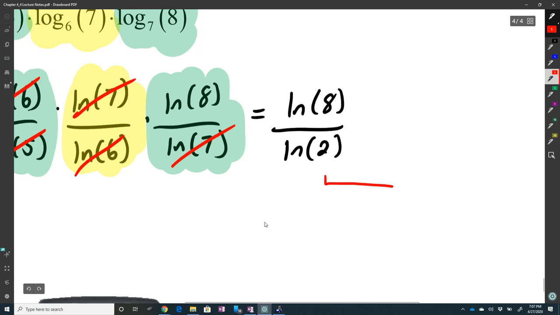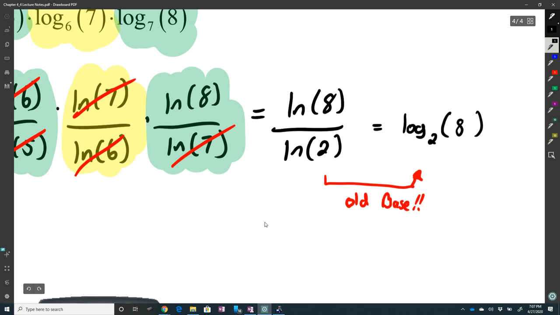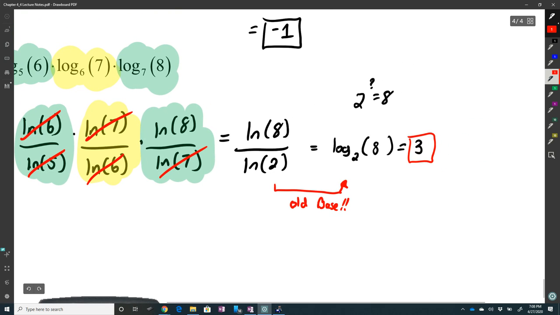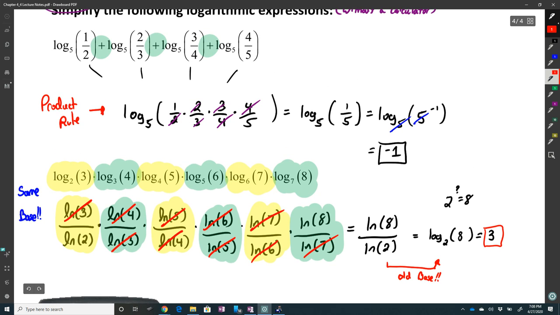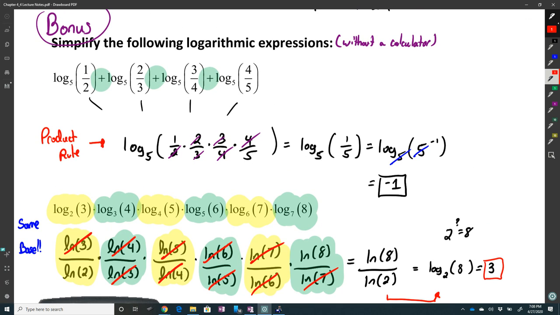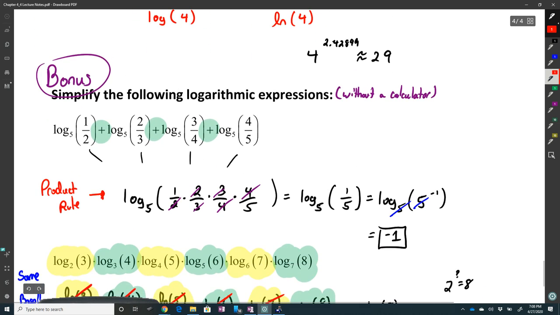But this is just the change of base formula. This is my old base. We're going backwards. So this is log base 2 of 8. And if you ask yourself the question, 2 to the what equals 8? Well, the answer is 3. Isn't that cool? Did all that without a calculator. These are actually things that you'll see on UIL math competitions. There's a mental math portion, and these are very popular questions that people do, and they'll compete.